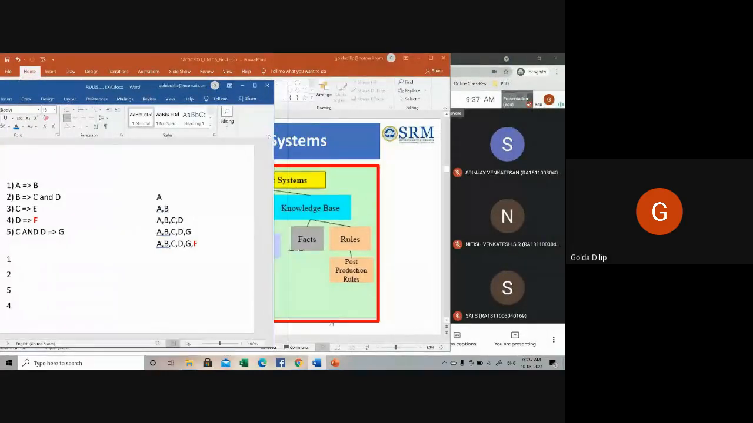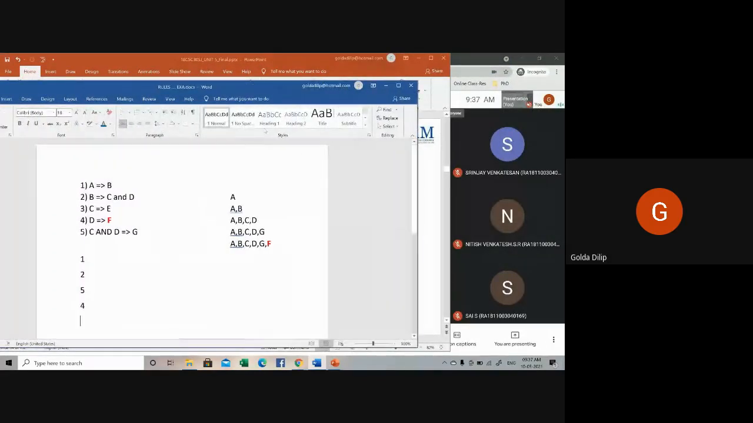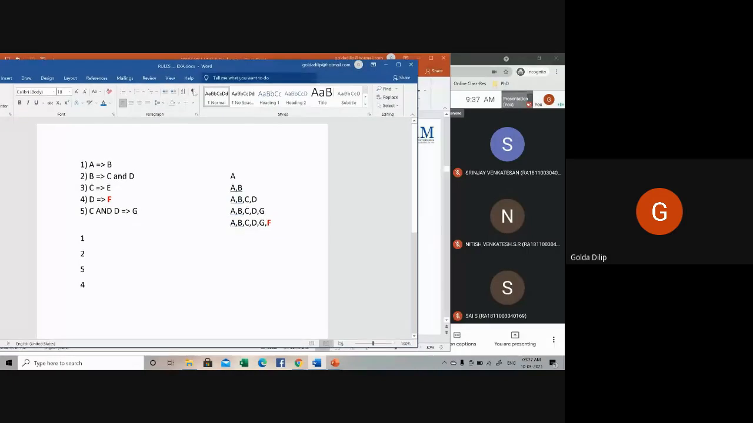I hope all of you can see this. I have a set of 5 rules. These are the 5 rules: A implies B, B implies C and D, C implies E, D implies F, C and D implies G. My goal state is F, not G, which I've marked here in red color.